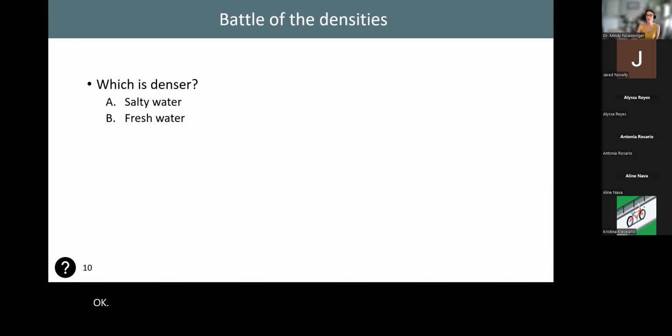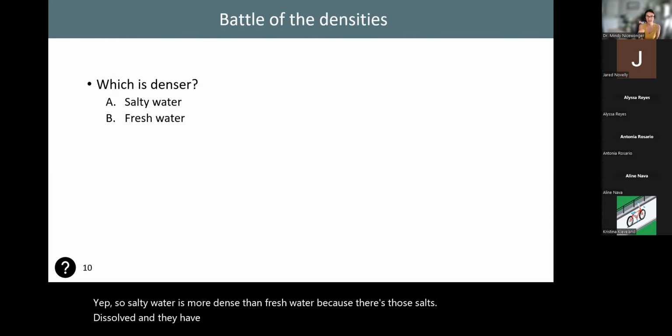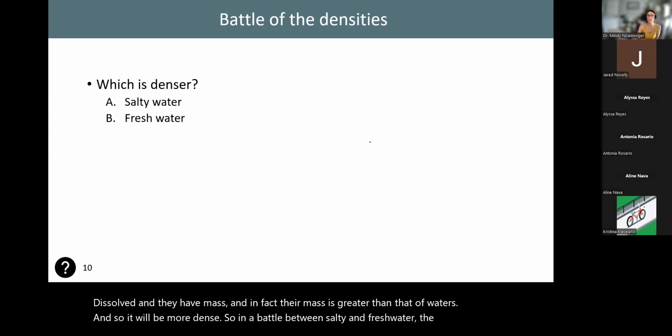Yep. So salty water is more dense than fresh water because there's those salts dissolved and they have mass. And in fact, their mass is greater than that of water. And so it will be more dense. So in a battle between salty and fresh water, the salty water will sink.